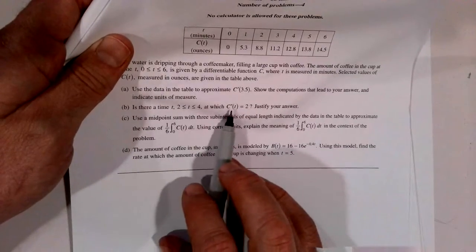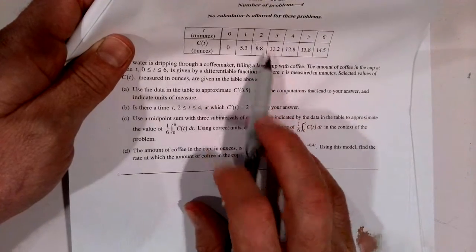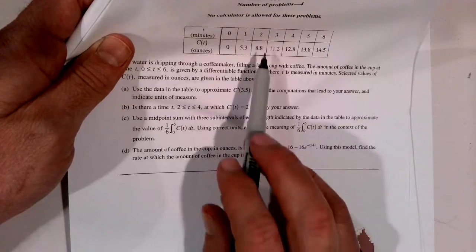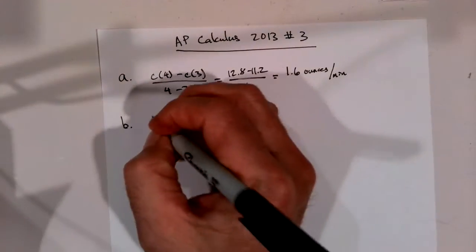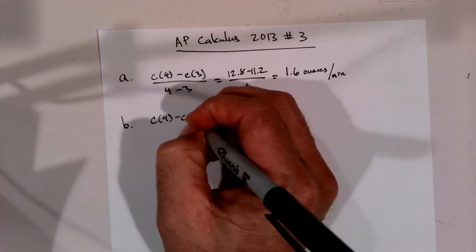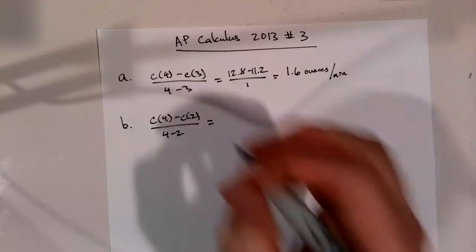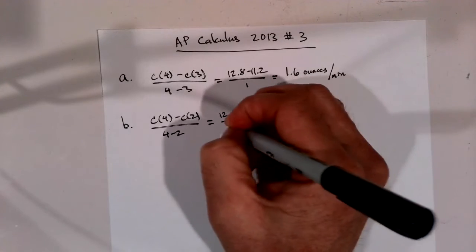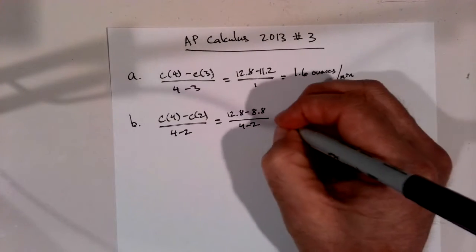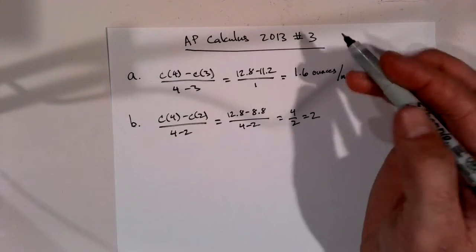Is there a time at which the derivative is equal to 2 over 2 to 4? Okay, so is there a time at which the derivative is equal to 2? Well, let's find the rate of change from 2 to 4. So C of 4 minus C of 2 over 4 minus 2. C of 4 is 12.8 and C of 2 is 8.8. So we get 12.8 minus 8.8 over 4 minus 2. So we get 4 over 2, which is 2. So we came up with that.